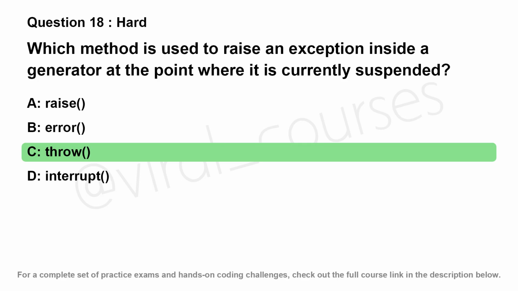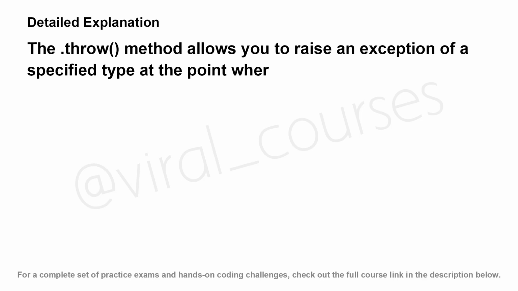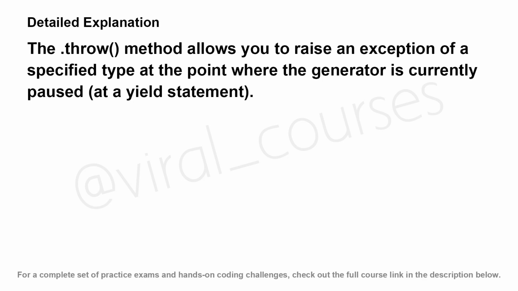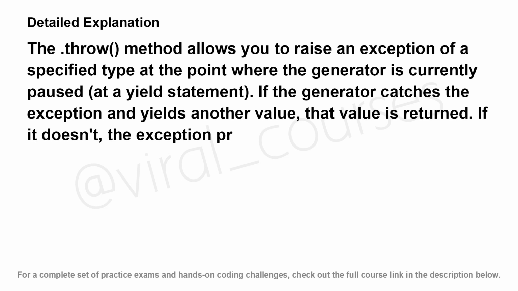The correct answer is C. The throw method allows you to raise an exception of a specified type at the point where the generator is currently paused, at a yield statement. If the generator catches the exception and yields another value, that value is returned. If it doesn't, the exception propagates back to the caller.